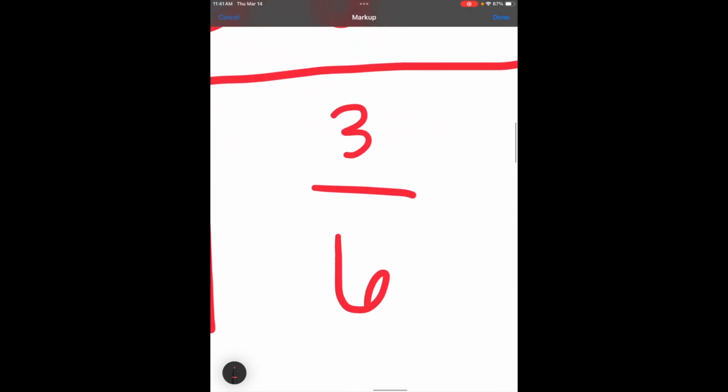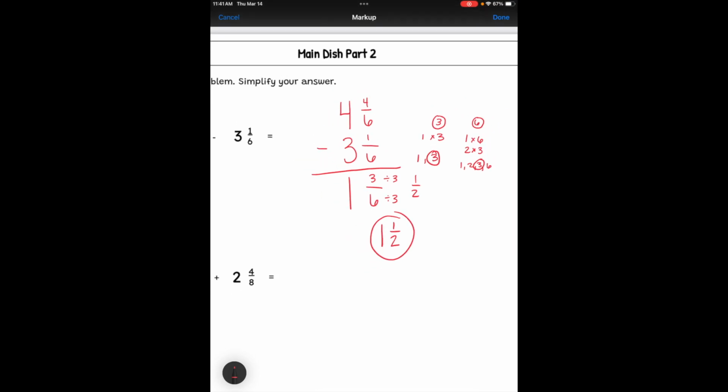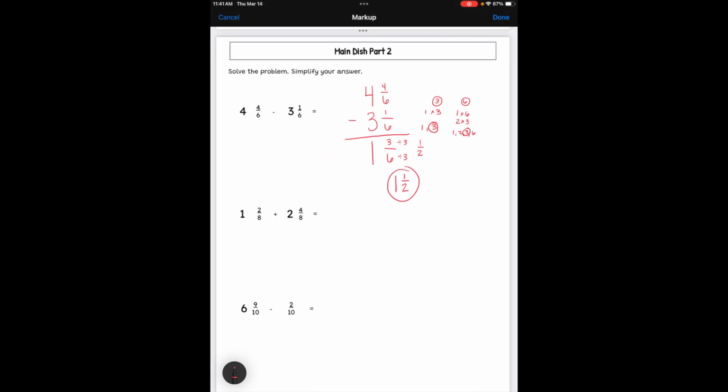But I need to make sure that this fraction is in simplest form. So I'm going to factor out my 3 and 6. I see the greatest common factor of 3. So my final answer is actually simplified 1 and 1/2.